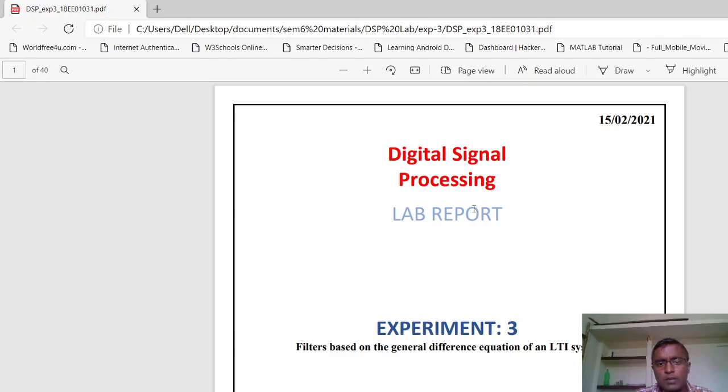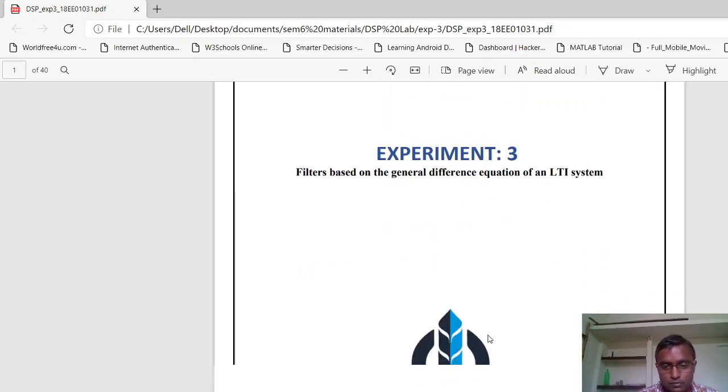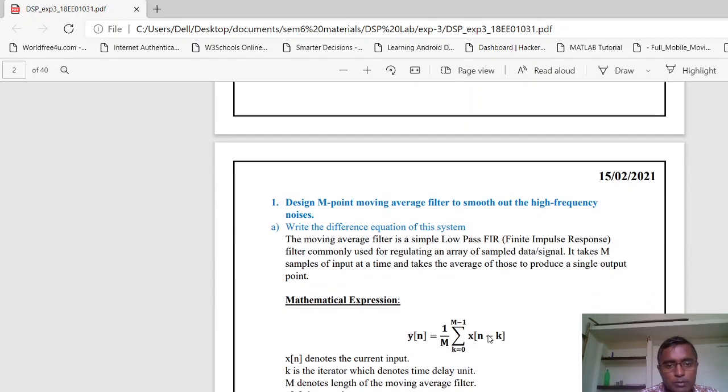Today I will be explaining my experiment number 3 of Digital Signal Processing Laboratory. The topic is filters based on the general difference equation of an LTI system. Here we have two parts. The first one is the M point moving average filter and the second one is based on the derivative filter. First of all, the definition of the M point moving average filter.